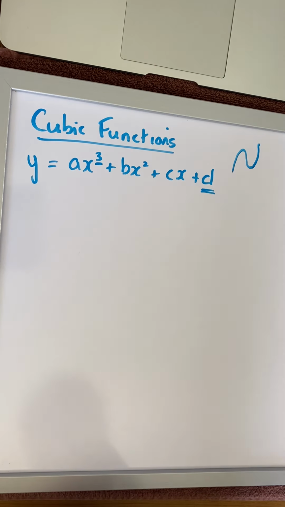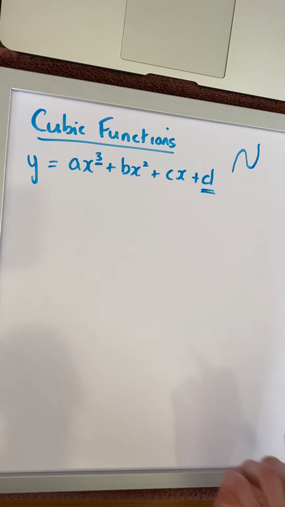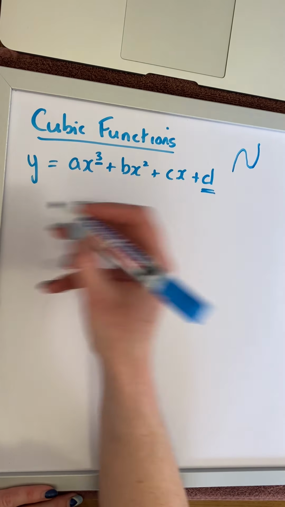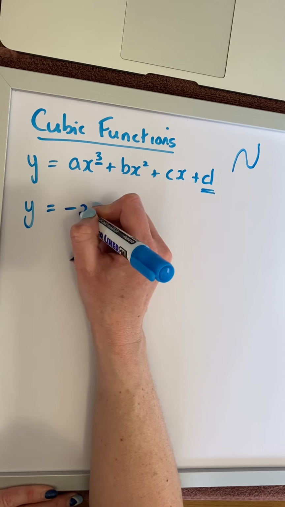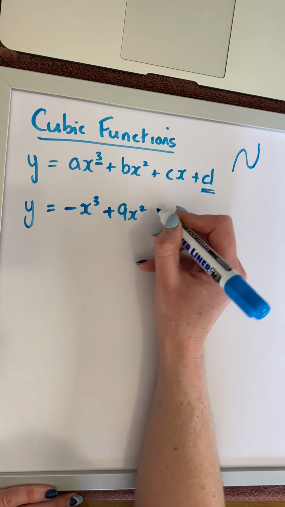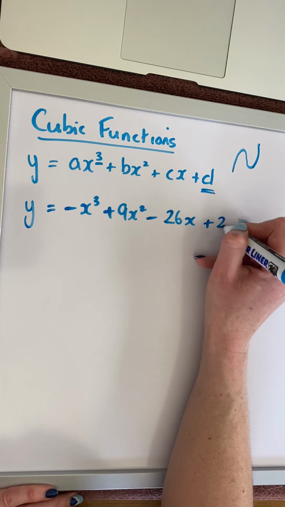So what we need to look at now is how to actually find out where a cubic function crosses an axis. So we may get questions like that in the exams. So say, for example, I'm dealing with this function here. Y is equal to minus x cubed plus 9x squared minus 26x plus 24.